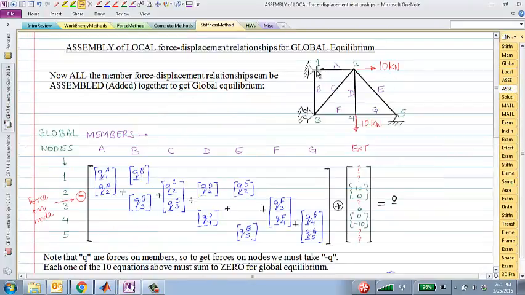For element A, this is the last question. It's horizontal, right? The local coordinate system coincides with the global coordinate system. X prime, Y prime is the same as XY. So the transformation matrix doesn't do anything. It just takes the local stiffness matrix, and that gives you the same global matrix.